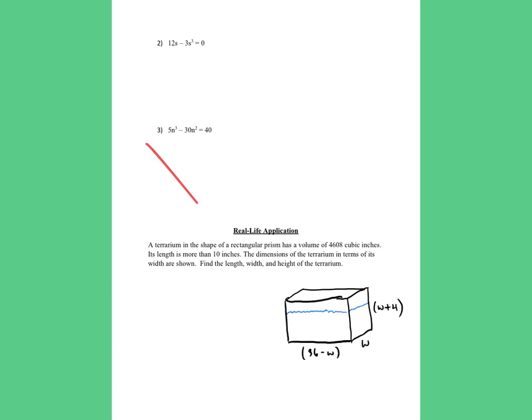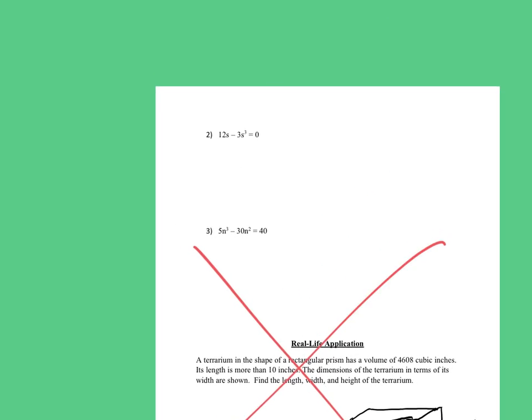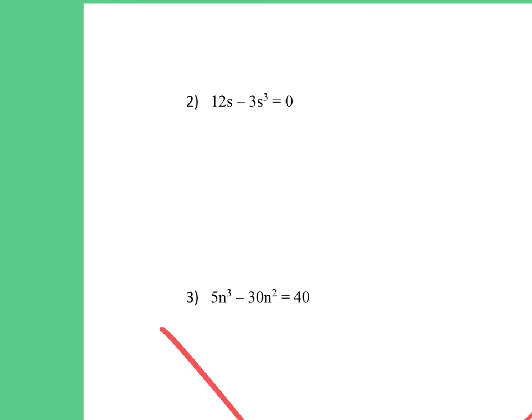Moving right along, we're actually going to skip these last two, but we are going to do number 2 real quick. Our GCF would just be, if we're looking at the coefficients, 3. Both of these have an s in common, so 3s. 12 divided by 3 is 4. S divided by s cancels. Keep that subtraction sign. 3 divided by 3 is 1. And s to the third divided by s is just s squared. Set both terms equal to 0.